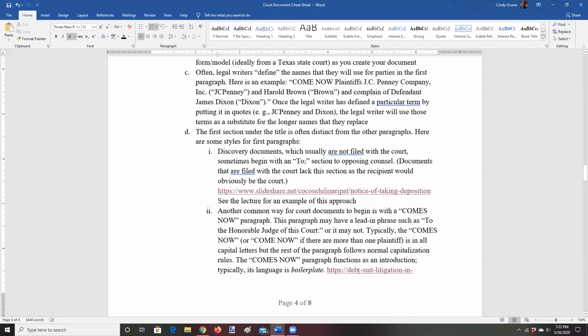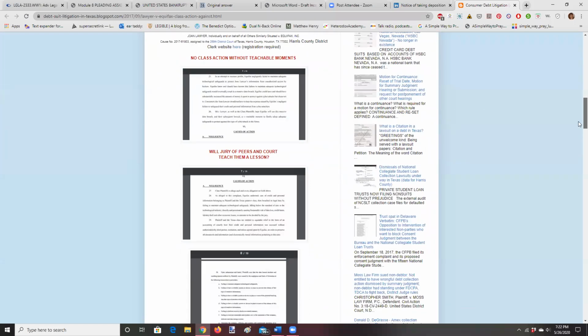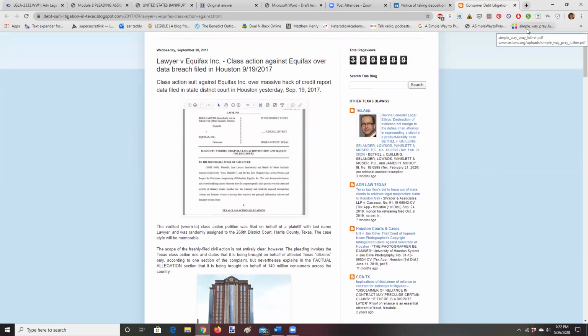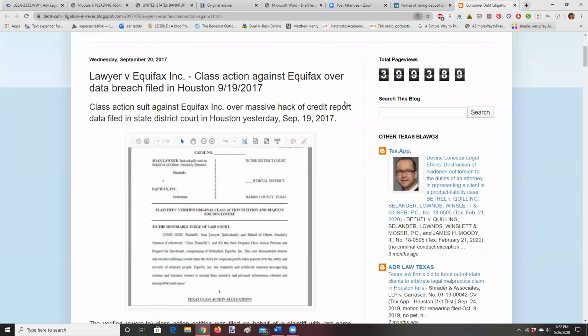Let's look here at another comes now section. And you can see here, let me scroll, see if they have it. Actually, this is probably the best version of that. Let me blow it up a little bit. We can see here a more complex name for this particular matter. This is a nice caption, by the way. We can see that we have the cause number spot up here.